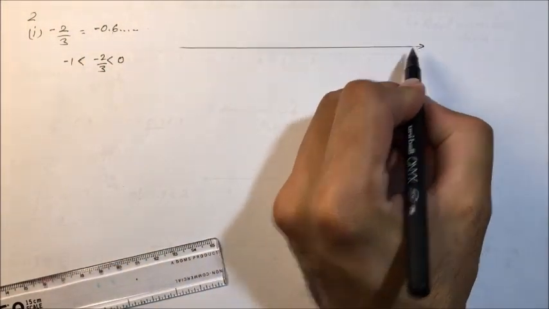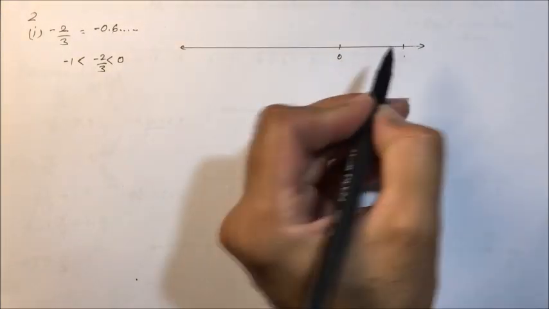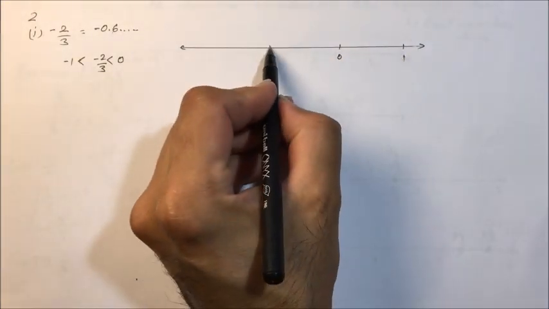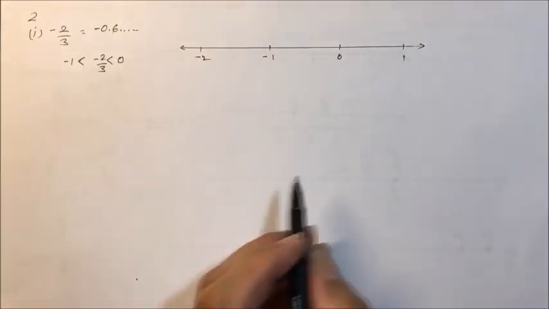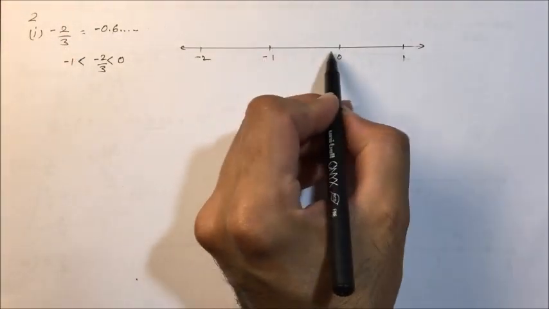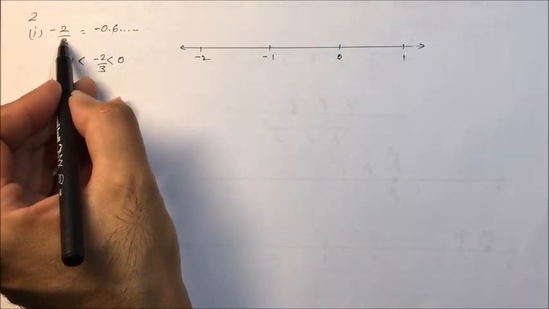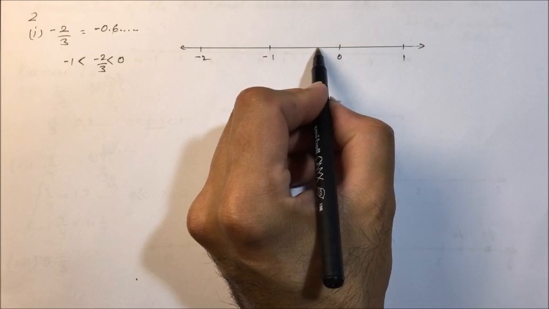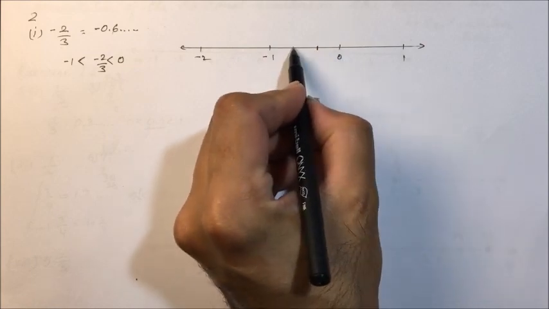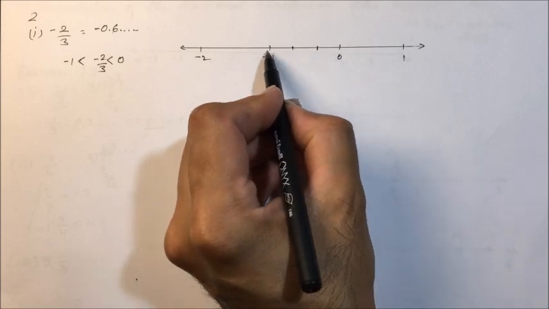So this is the number line. We require 0; 1 we don't require. Here minus 1, minus 2. Now it is lying between 0 and minus 1. So now we have to divide it into 3 equal parts. 1 part, 2 parts, 3 parts. So each part is 1 by 3, 1 by 3, 1 by 3.